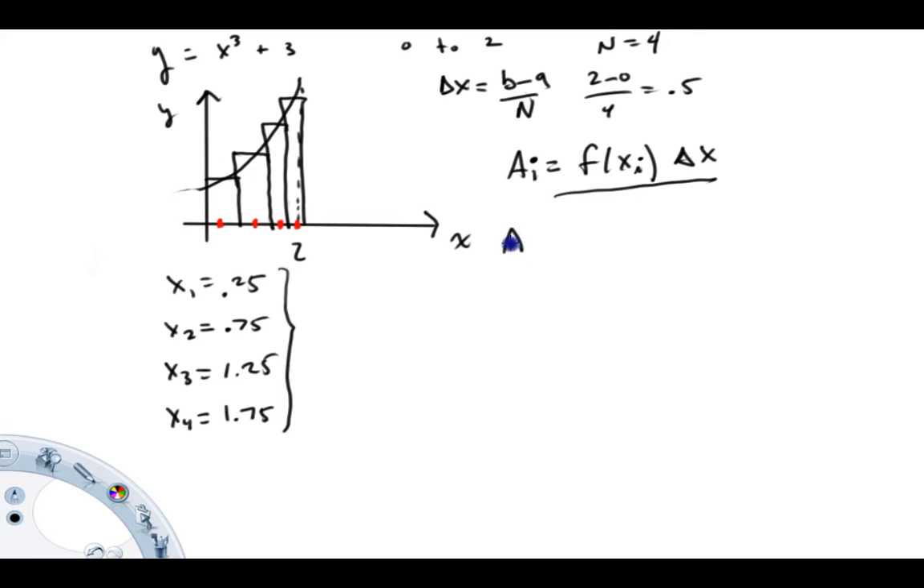The total area we're going to get by summing these up. So in sigma notation, here's what it would look like. Sum from i equals 1 to 4 of f of x sub i times delta x.